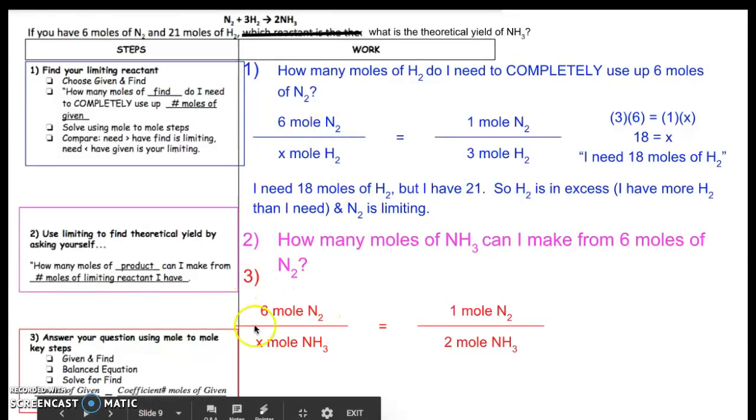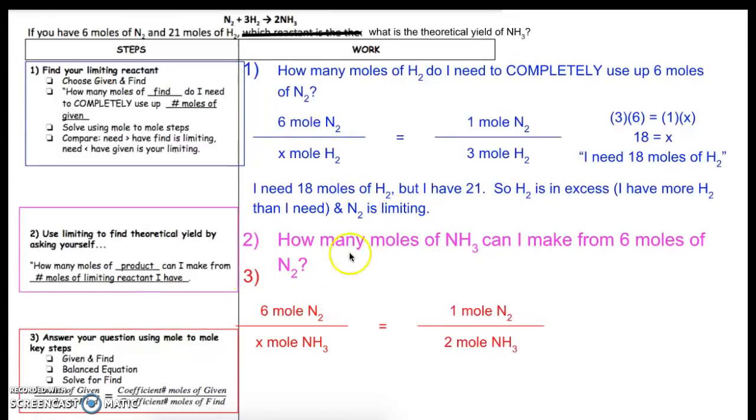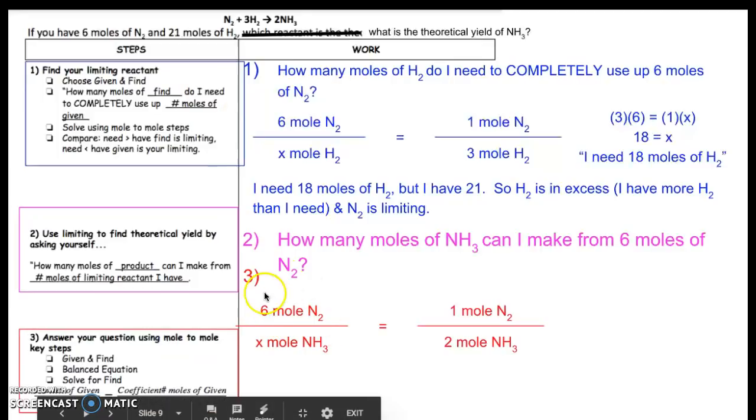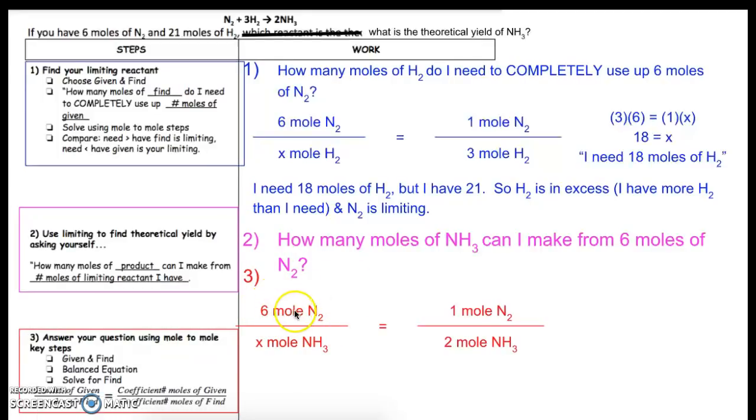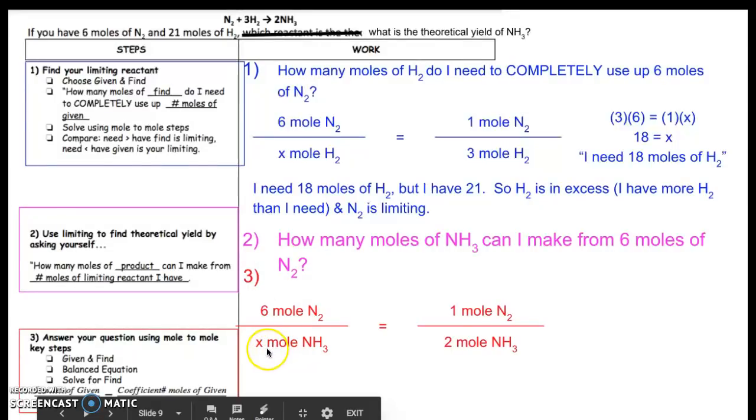Notice that I am not using 6 moles here because I use it up there. The only reason why I'm using 6 moles here is because I determined that the N2 was my limiting reactant. If H2 was my limiting reactant, I would use 21 moles of H2. So that's important to know. So I chose to use 6 moles of N2 here because N2 is my limiting. So what I'm trying to find in this case is the moles of NH3.